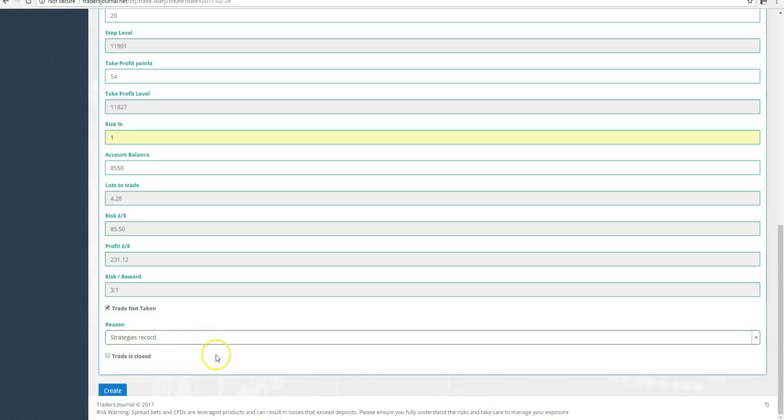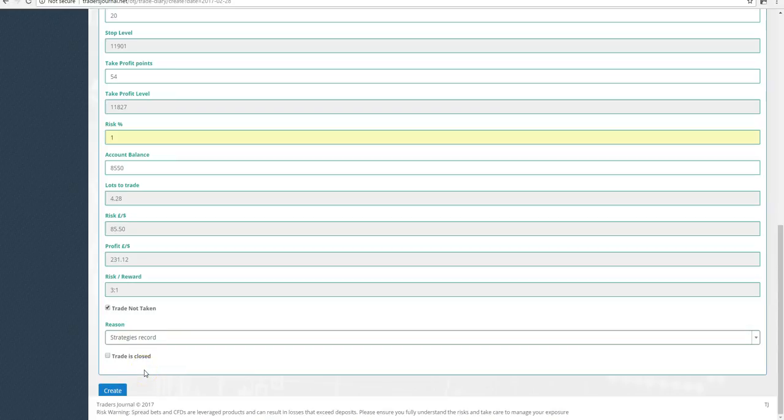And this is an important part of managing you, your psychology, and your strategy. We'll look at that later when we look at how we interpret the information that this trading platform, the Trader Journal, gives us. But it's vitally important that you fill that in properly.